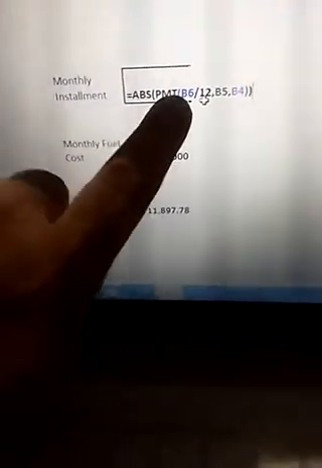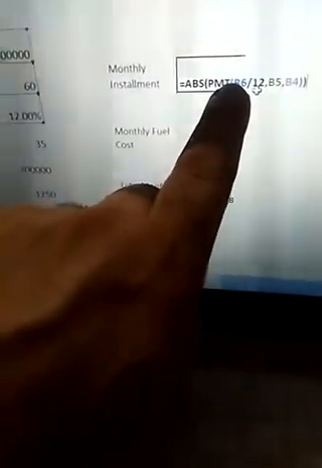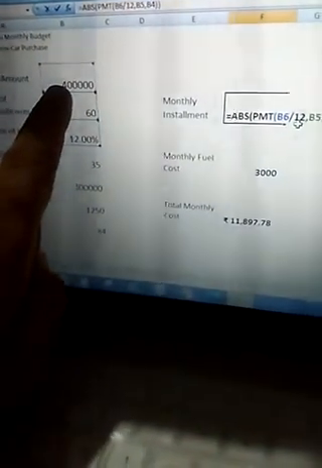So we have written 12% interest, and divided by 12 because we want a monthly installment. So 12% divided by 12 becomes 1. And the number of installments I want to pay is 60. So I have written B5, and the present value is B4. B4 is 4 lakh. Clear?